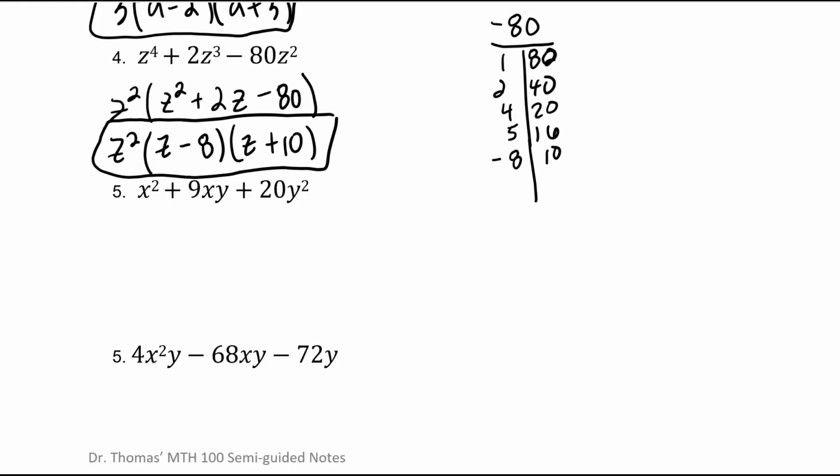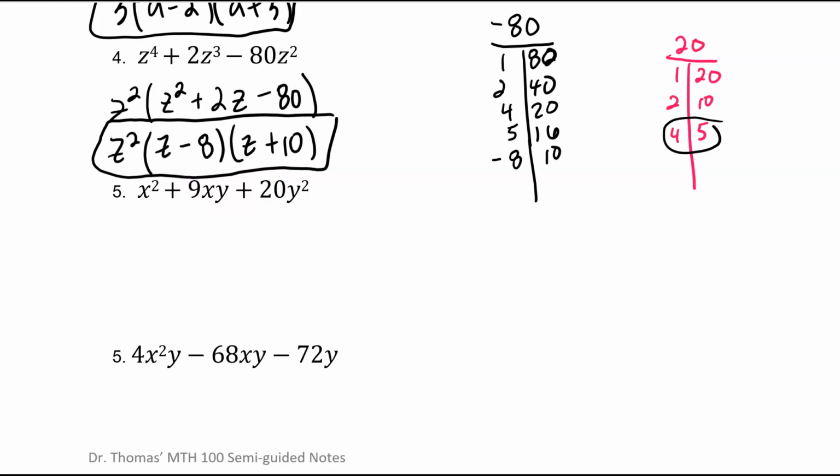Number 5 looks a little different because of this y squared at the end. But notice that we are dealing with a trinomial still. There are 3 terms still. And so we're going to treat it as an easy case trinomial. We're going to say 1 is our leading coefficient here. And we're going to say C is 20. All right. So 20, what are the factors of 20? 1 and 20, 2 and 10, 4 and 5. What would add up to, let's say B is 9. Okay. So what will work here?